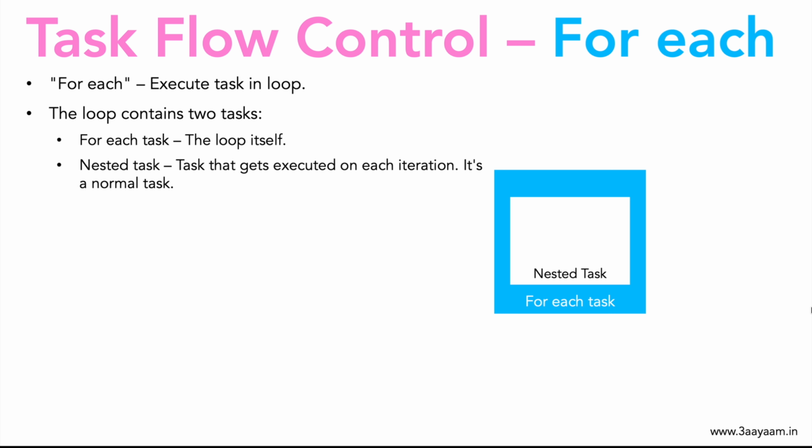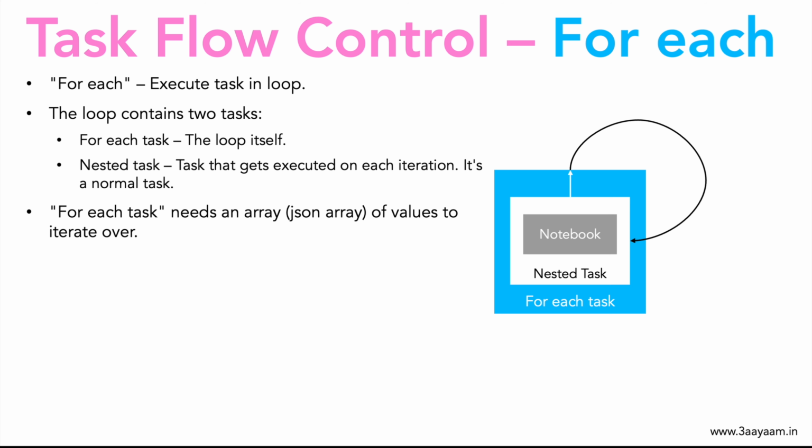Let's say we have the for each task, and inside of the for each task, we'll have the nested task, which would contain a notebook, and this notebook would be a typical notebook for data processing. Now, the purpose of the for each task is to loop over the nested task over and over again. So it would start from the nested task, it will come back again and execute the nested task or the notebook again. It will loop over again.